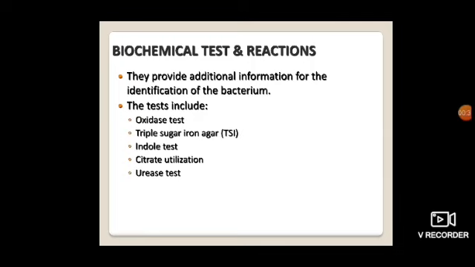There are a few different biochemical tests listed here. The first one is your oxidase test. The second one is the triple sugar iron agar test, also termed in short the TSI method. Next is the indole test, then citrate utilization and the urease test. These are the different biochemical methods by which we can observe the presence of a microorganism or bacterium.